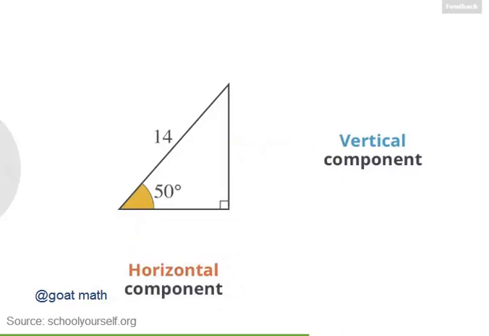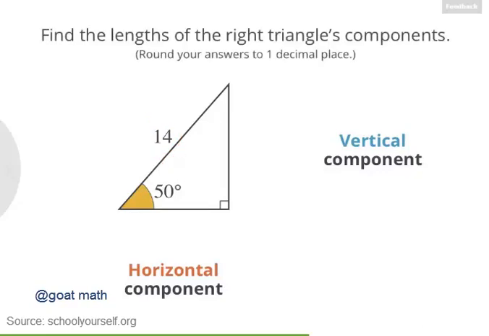Okay, let's return to the numbers we had at the beginning. We said the hypotenuse has length 14, and this angle over here is 50 degrees. So find the lengths of the horizontal and vertical components and round your answers to one decimal place. And remember, you can evaluate trig functions using the calculator down here. Great work! You multiplied 14 by the sine of 50 degrees to find that this length is about 10.7, and you multiplied by the cosine of 50 degrees to find that this length is about 9.